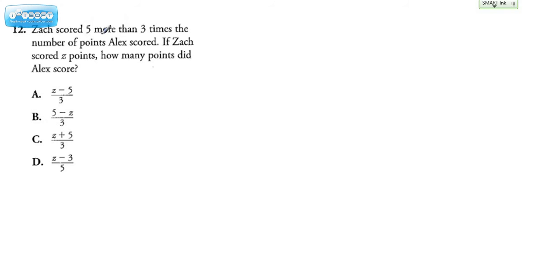Zach scored 5 more means add 5, then 3 times the number of points Alex scored. For now, I'm just going to use A to represent Alex just so we can understand the question. So 3 times the number of points Alex scored, and then 5 more than that. If we did 3 times Alex, and then we added 5 to that, whatever that value is would equal Zach. Now that's an equation, and that would give us Zach.